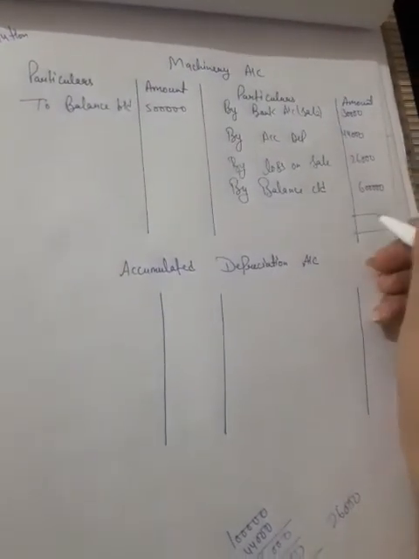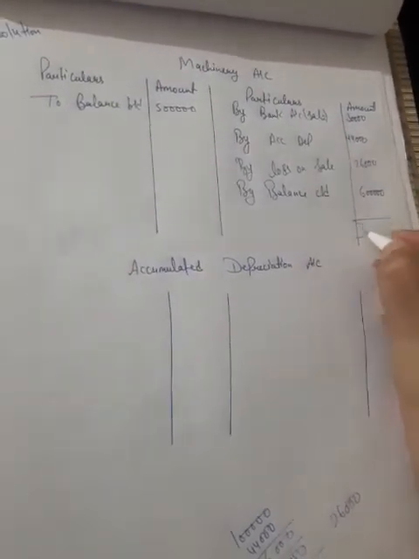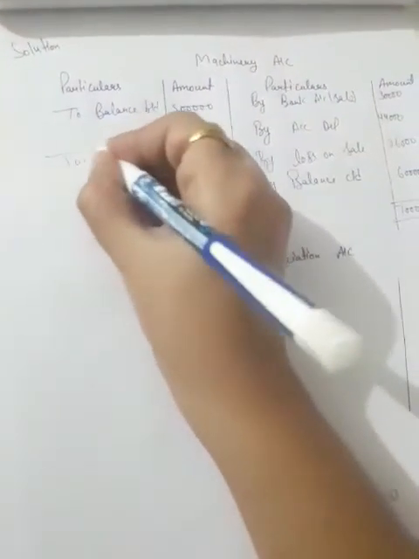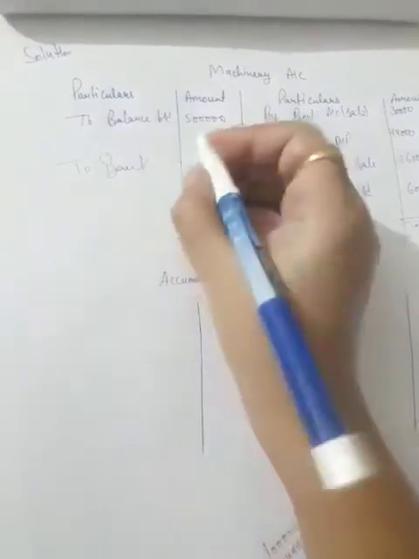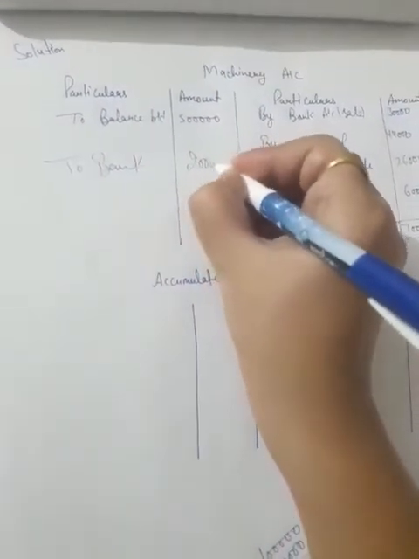Now the credit side total is 7 lakh, but the debit side has only 5 lakh, so there is a balancing figure on the debit side amounting to 2 lakh. So this is purchase.